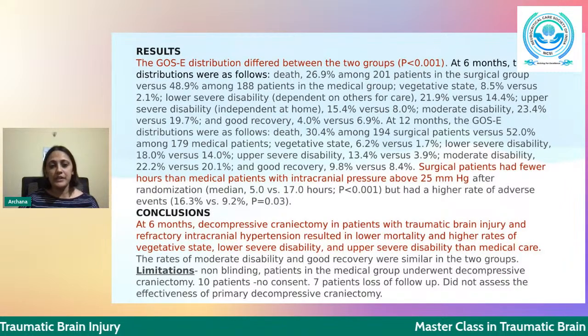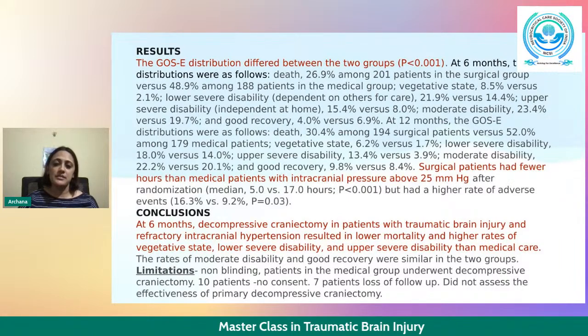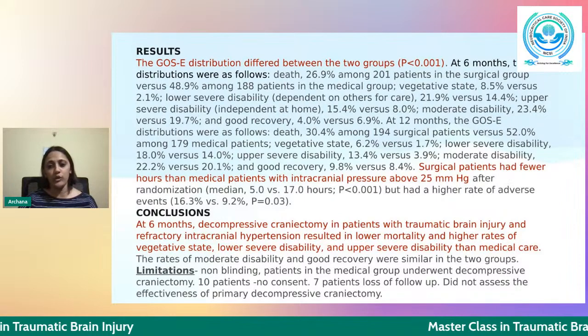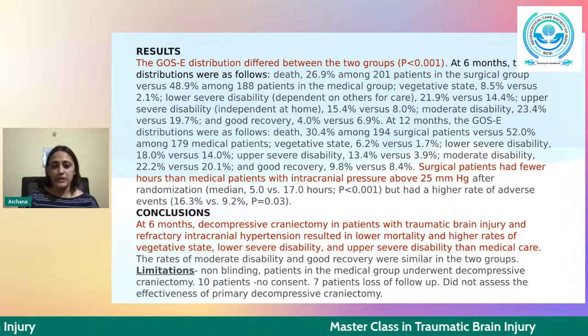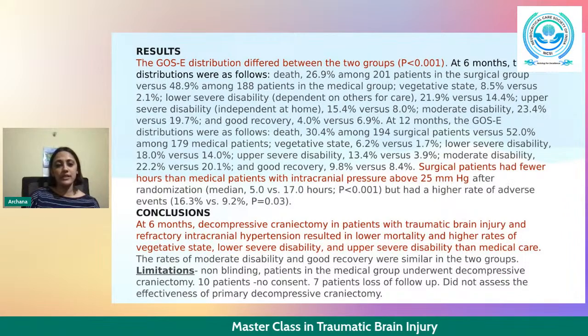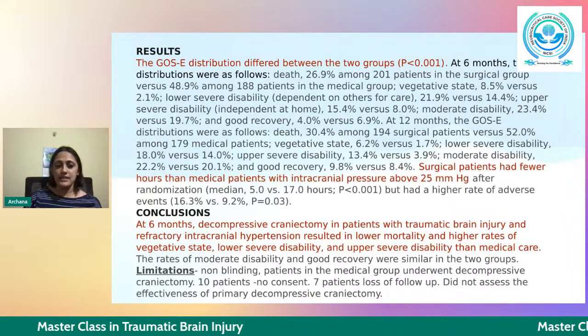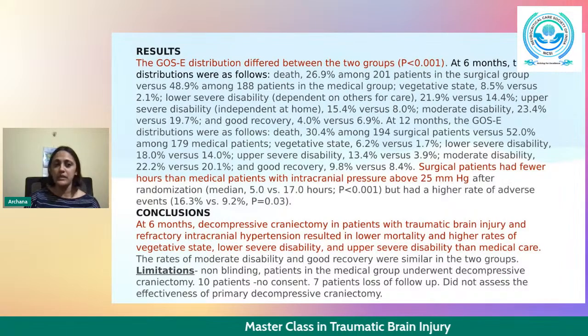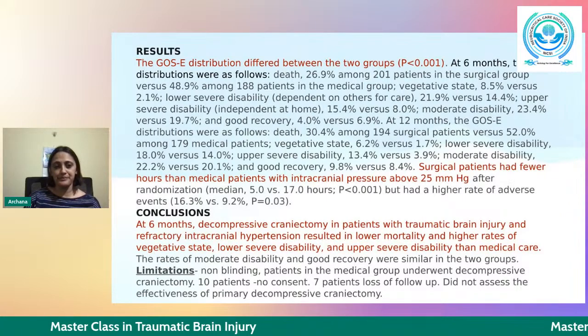Here also the limitations were that blinding was not possible, and there were 10 patients who withdrew consent, and 7 patients were lost to follow-up. And this study did not assess the effectiveness of primary decompressive craniectomy, as the patients in the medical group who did not improve with the standard care underwent decompressive craniectomy, which again might have skewed the results.